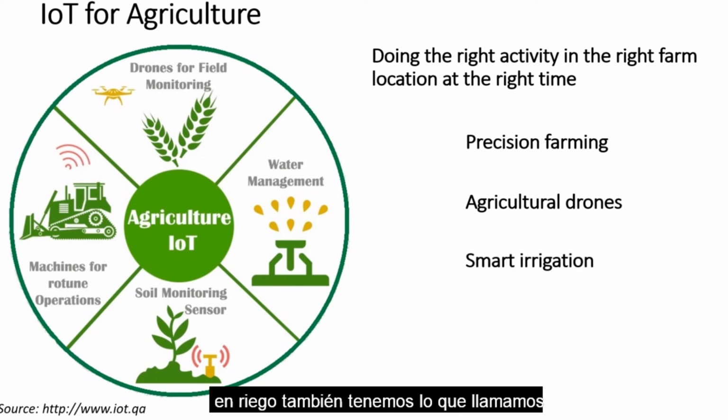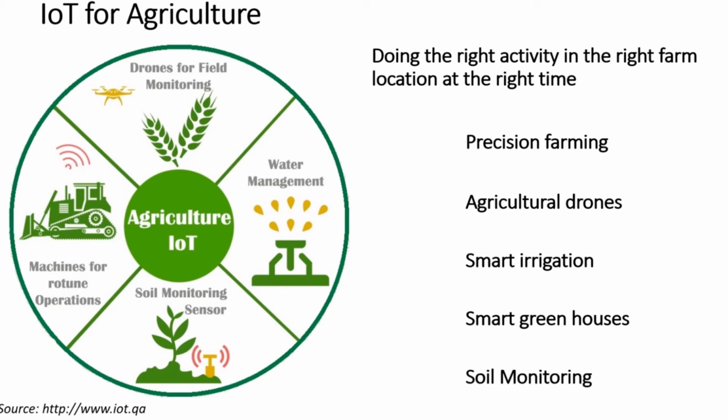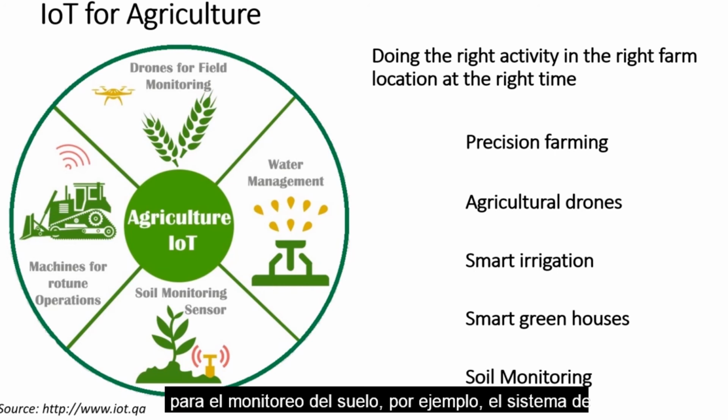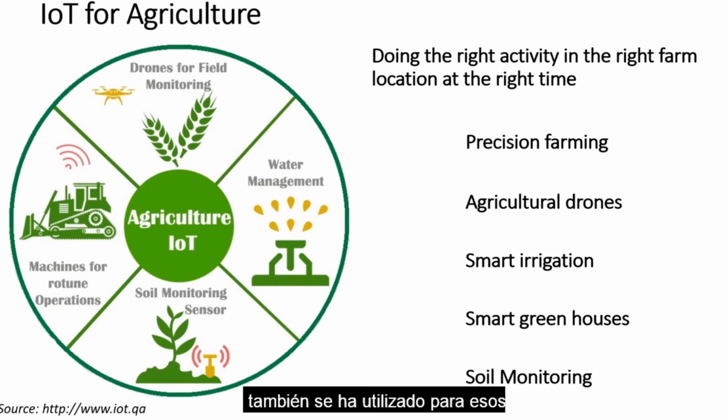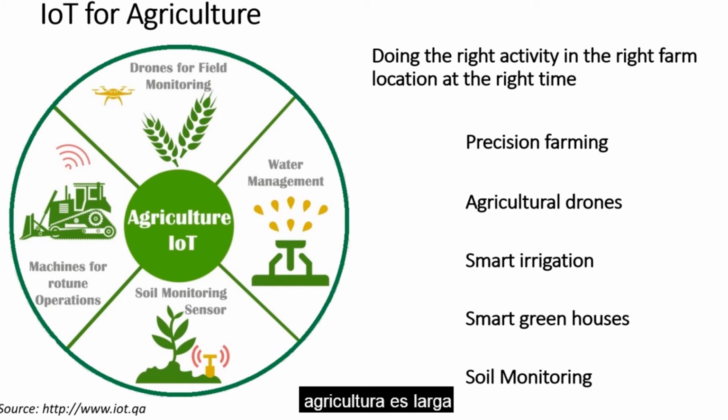In irrigation, we also have what we call the smart irrigation system, where IoT has been applied to control the amount and the timing of irrigation. IoT systems have also been used in greenhouses to be able to control the environment inside a greenhouse, for example, the temperature, the humidity. For soil monitoring, for example, the soil water content, IoT systems have also been used for that purpose, and this is closely linked to smart irrigation. So the list of applications of IoT in agriculture is long and continues to grow day after day.